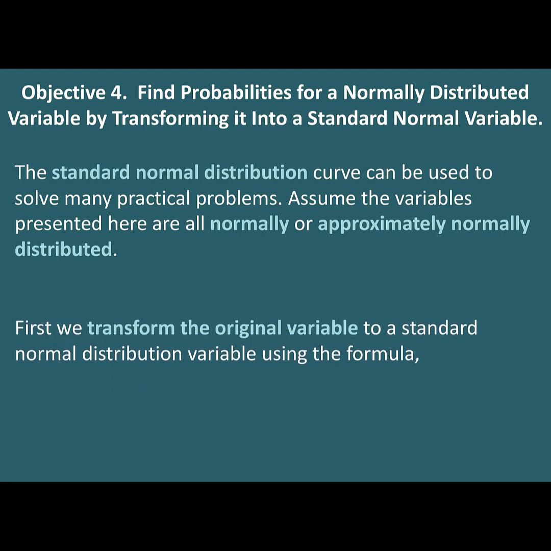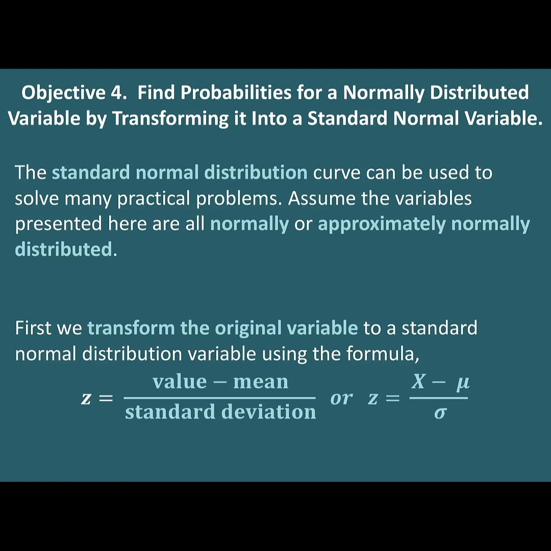First, we transform the original variable to a standard normal distribution variable using the following formula. That is, z equals x minus mu divided by sigma. In other words, we take z equals the value minus the mean divided by the standard deviation. Now, we also want to note that typically you will round to the nearest 2 decimal places.